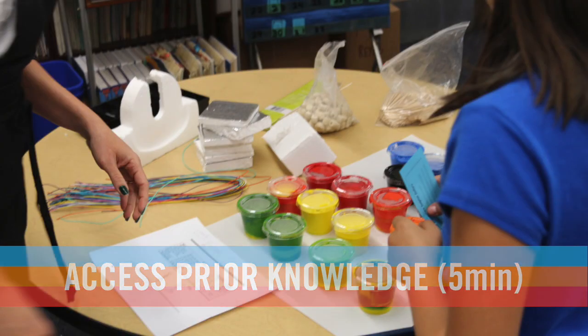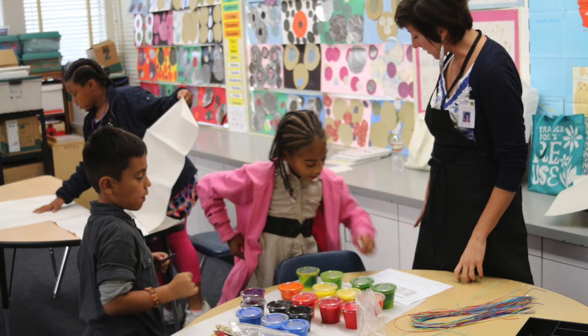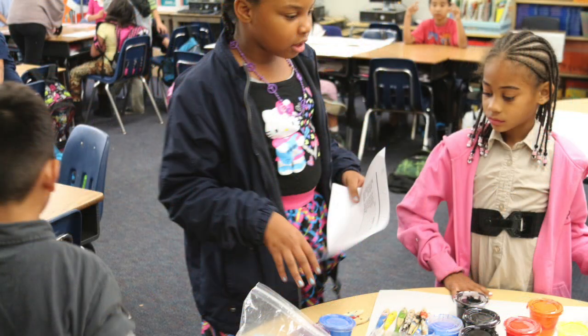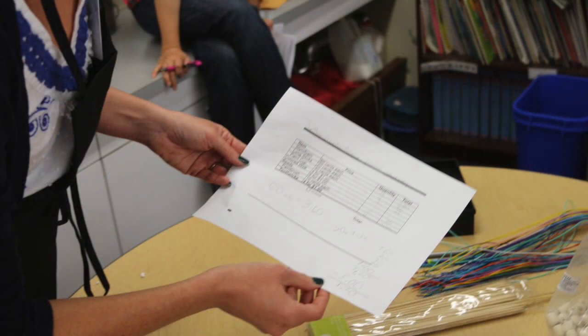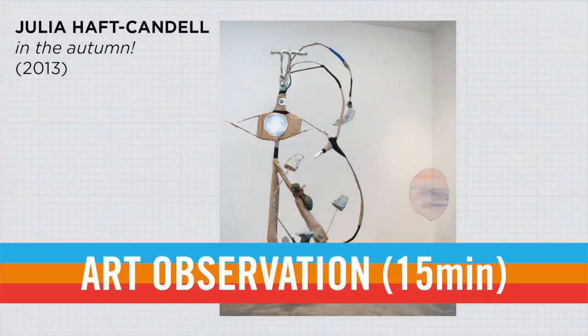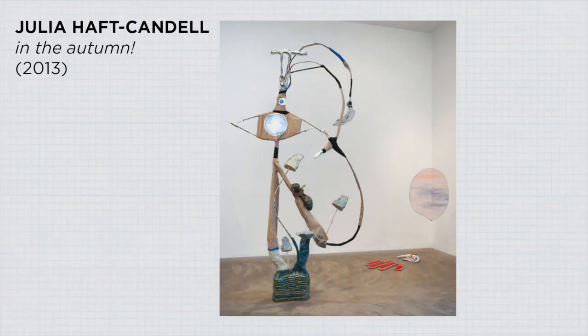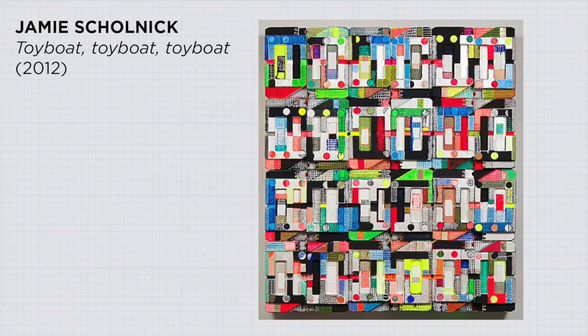Before we open up the art store, let's access prior knowledge. Ask your students questions like, what is a budget? How can we use a budget to plan and purchase the materials we need to create our artwork? Also, review dollars and cents with your students, naming each coin and describing how they each make up parts of a dollar. Show your second grade students artwork by Julia Haft-Candel and your third graders artwork by Jamie Sholnick. Both are included in this lesson plan.